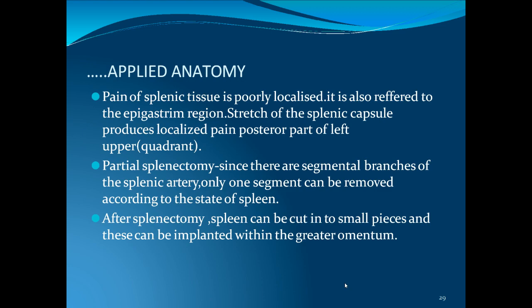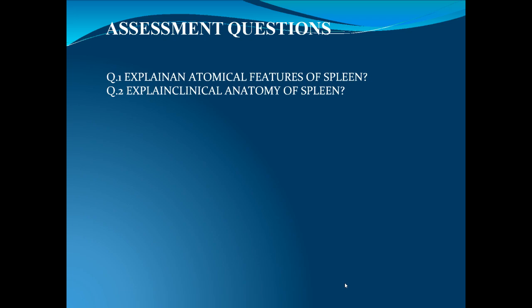Pain of the splenic tissue is poorly localized. It is also referred to the epigastric region. Stretch of the splenic capsule produces localized pain in the posterior part of the left upper quadrant. Partial splenectomy: there are segmental branches of the splenic artery, so only one segment can be removed according to the state of the spleen. After splenectomy, the spleen can be cut into small pieces and these can be implanted within the greater omentum.